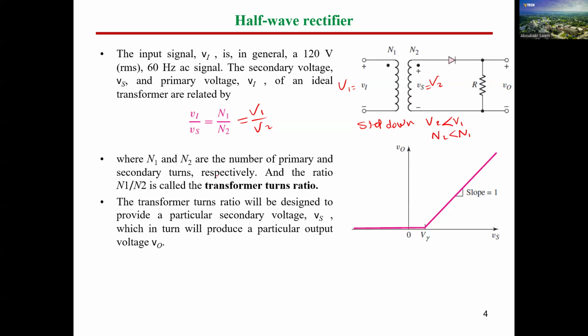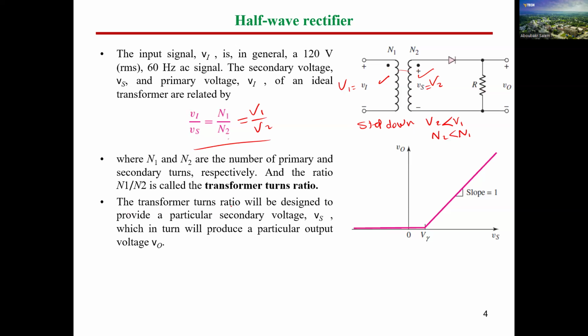So for the ideal transformer, guys, we will apply the relation N1 divided by N2 equals V1 divided by V2, where N1 and N2 are the number of primary and secondary turns. Primary means the primary winding here, the first winding, and secondary means the secondary winding. The ratio between N1 and N2, N1 divided by N2, is called the turns ratio. So the transformer turns ratio equals N1 divided by N2.